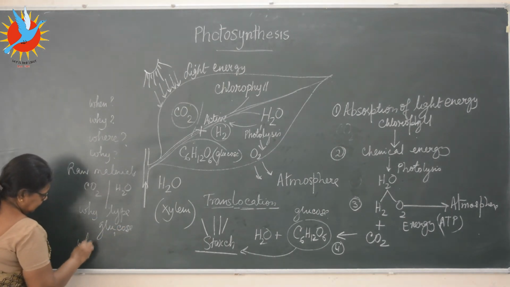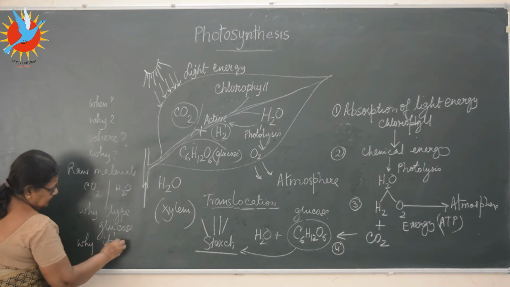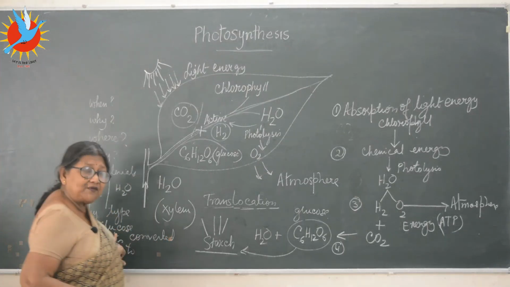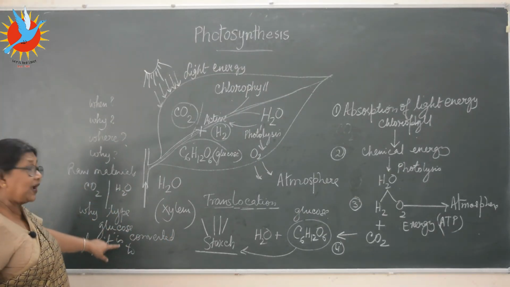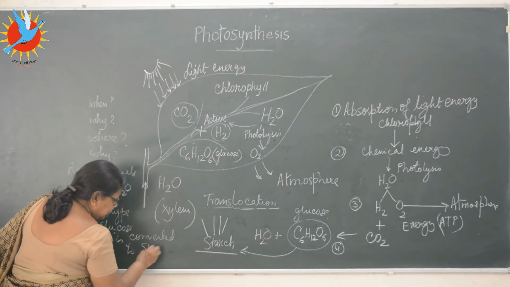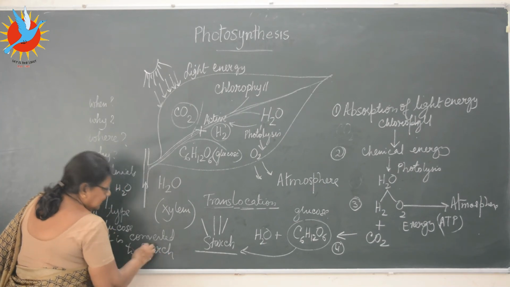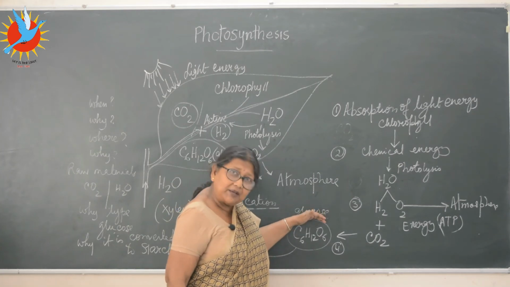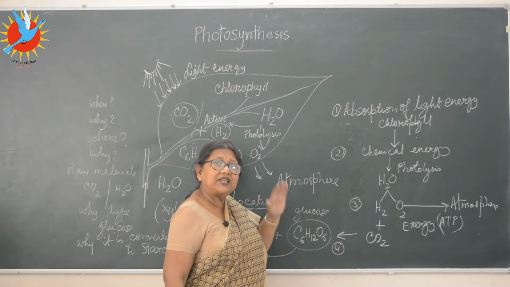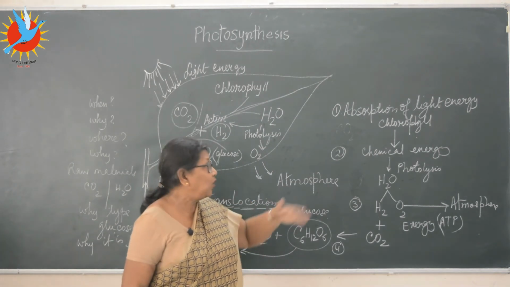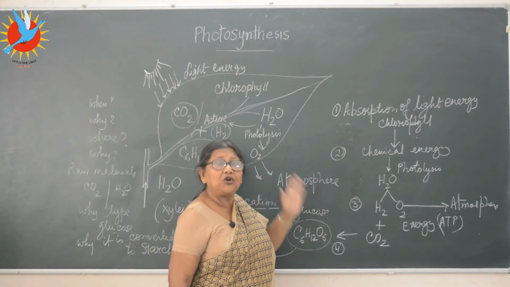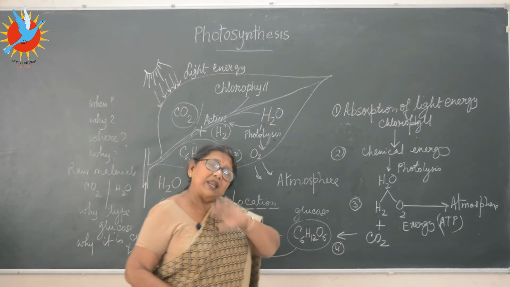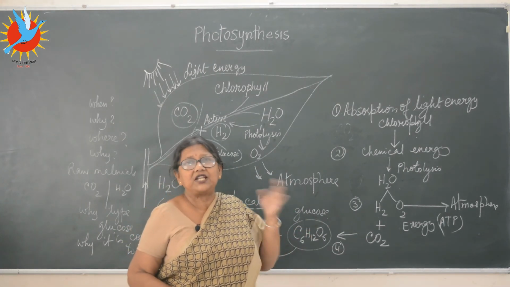Again, it's prepared as glucose, why is it converted to starch? Because glucose is what? Soluble. So unless it is converted into some insoluble form, it will go out along with the water. So it is converted into starch and kept there. Later on, it can be reconverted back to glucose and transported.